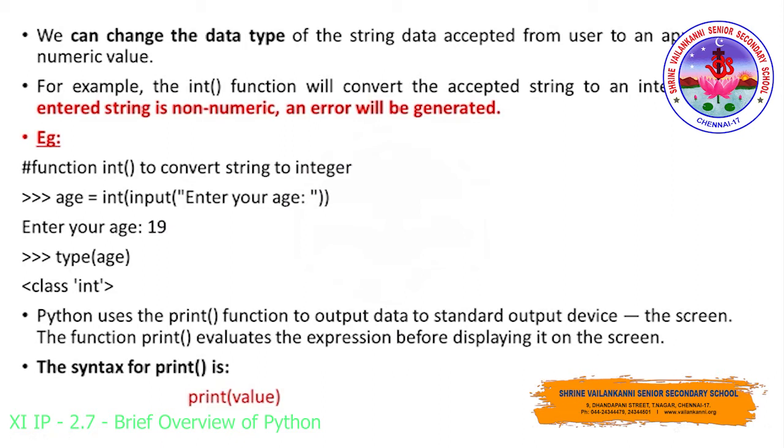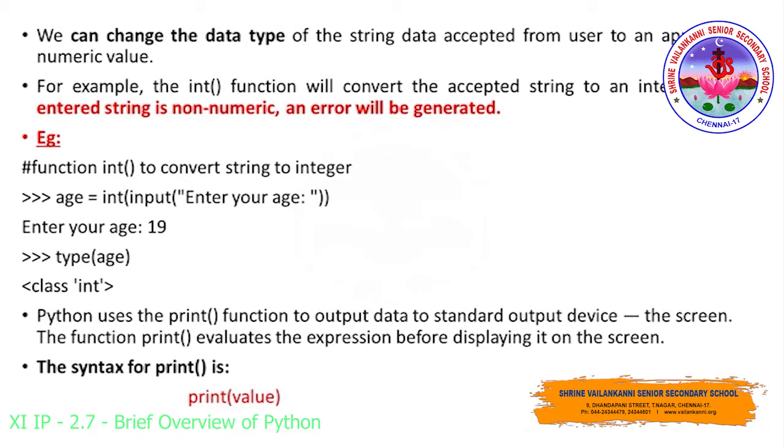After giving all the values, we have to display the output, right? To display the output, we make use of a function called the print function. We usually use the print function to display the output on the standard output device, that is the screen, which is your monitor. The print function will evaluate the expression before it displays it on the screen.